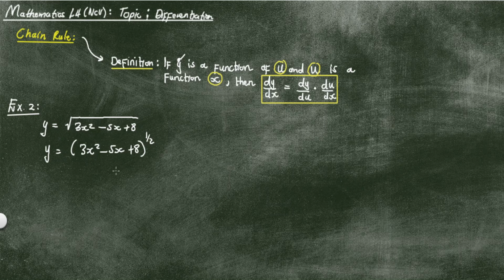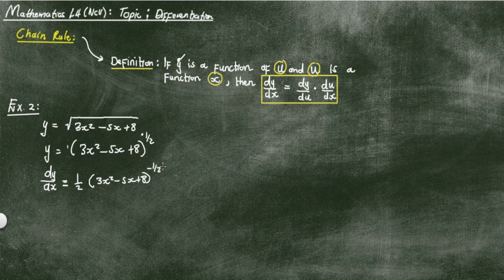Now we want the derivative with respect to x. This is my function. I'm going to differentiate this and differentiate the function inside and multiply the outcomes. So dy over dx is equal to, this half multiplies the 1 in front. We're going to have a half of 3x squared minus 5x plus 8. A half minus 1, it's minus half.